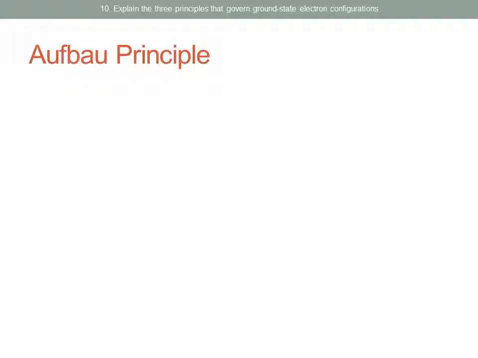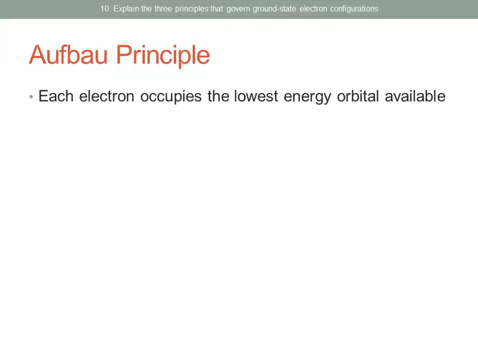The Aufbau Principle. The word Aufbau comes from the German language meaning to build up or to construct, and what it tells us is that each electron in an atom will always occupy the lowest energy orbital available. So in other words, we start with the lowest possible energy orbital and work our way up from there. Thus the term Aufbau, again meaning to build up or construct.